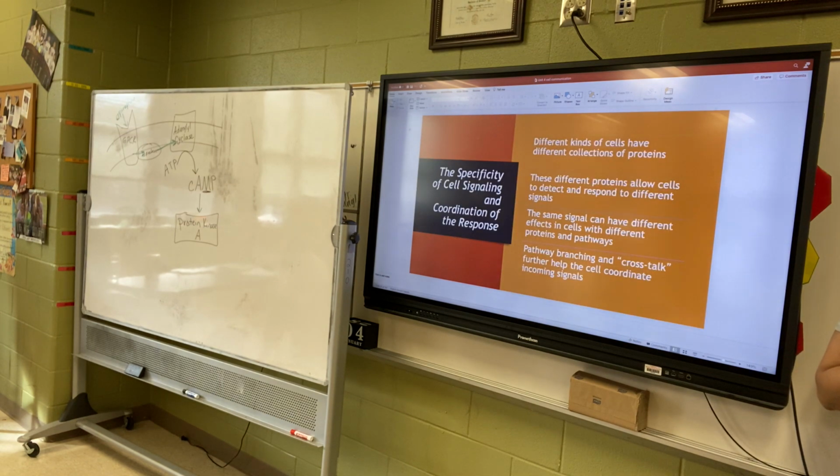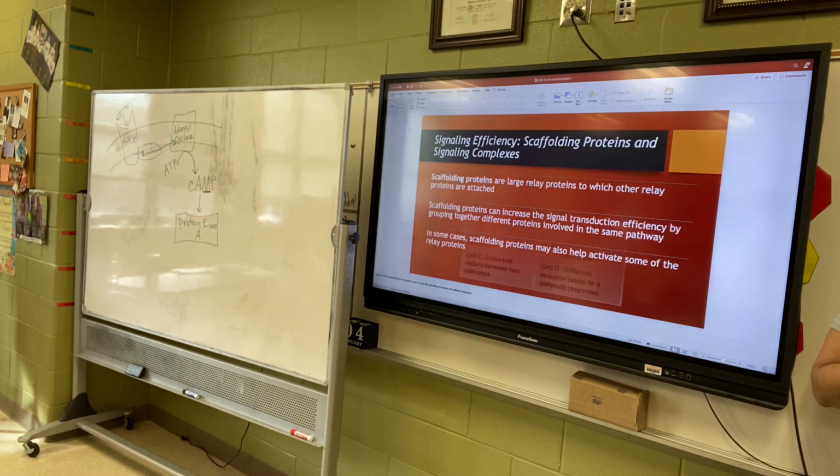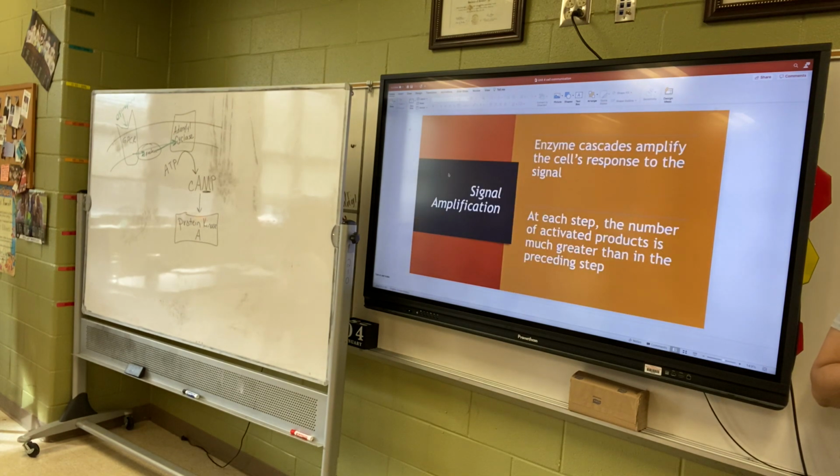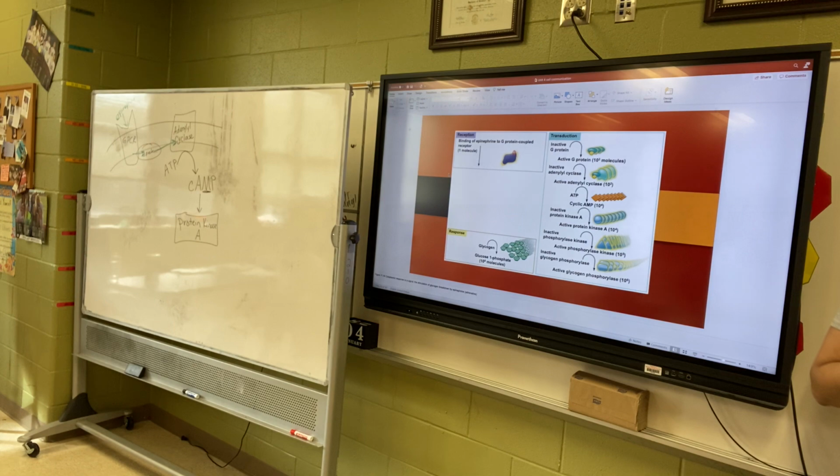If you use those, like the cascade, would it take longer for the signal to get there? Yeah. Scaffolding proteins. This is a specific epinephrine pathway I want you guys to know.